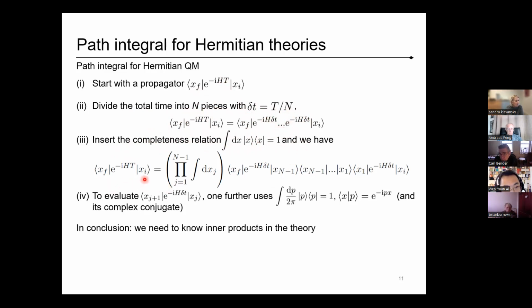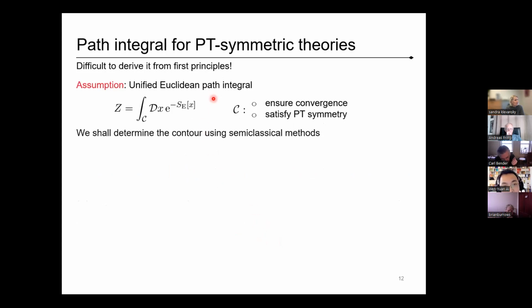Then finally, the original propagator can be written as a product. Now you still need to evaluate the matrix element from xj to xj plus 1. To do that, you can further use the completeness relation for the momentum eigenstates, and also use the inner product between the momentum eigenstates and the position eigenstates. And of course, they are complex conjugates. So in conclusion, to derive the path integral from first principles, we need to know the inner products in the theory. And this is usually very difficult for PT-symmetric theories.